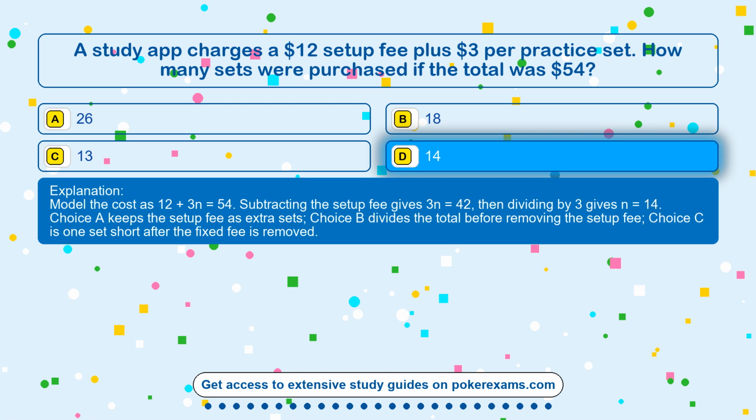Model the cost as 12 plus 3n equals 54. Subtracting the setup fee gives 3n equals 42, then dividing by 3 gives n equals 14. Choice A keeps the setup fee as extra sets, choice B divides the total before removing the setup fee, choice C is 1 set short after the fixed fee is removed.